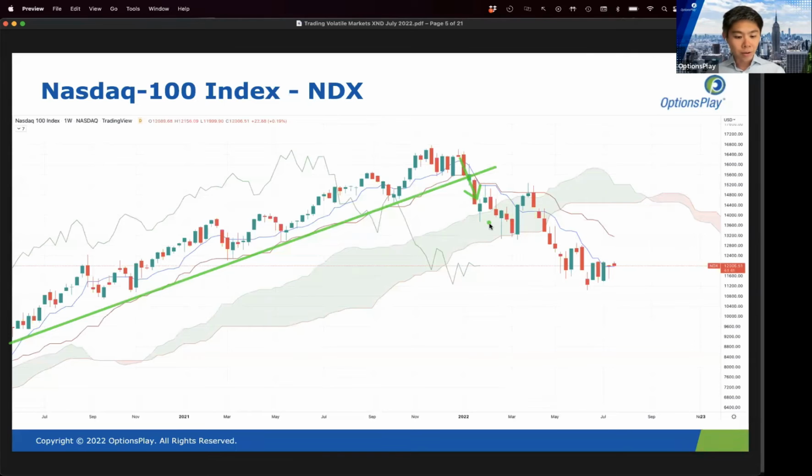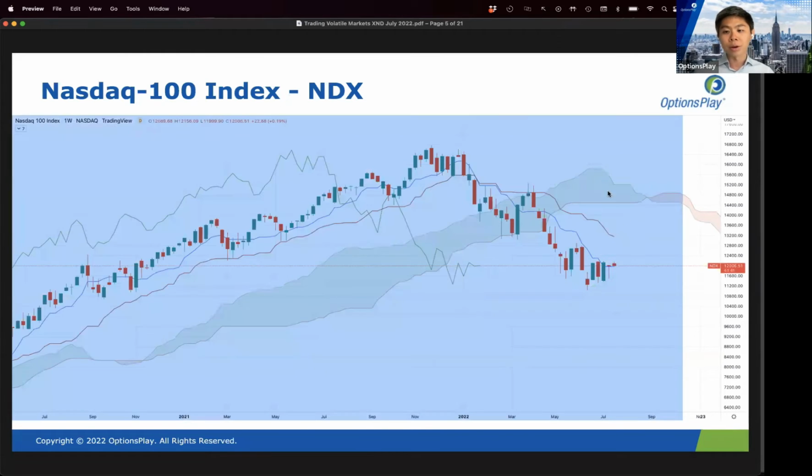Things quickly turned south here. It first bounced off the top of the cloud up to the base and conversion line, then broke down to the bottom of the cloud, back to the top of the cloud, and then eventually broke the cloud. Pretty much since we broke the cloud, the equity markets have been on this downtrend. But over the past few weeks, we started to see some stabilization, right? Higher highs, higher lows at the very least.